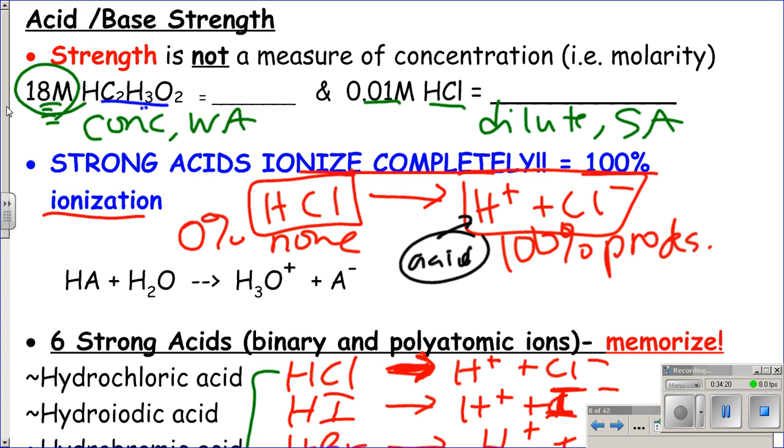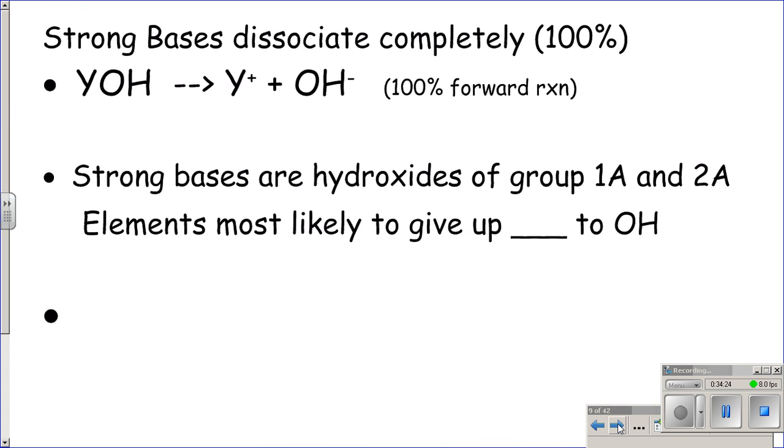All right, ready to go? Let's go to bases. We have to show the love to both sides. Okay, so bases have hydroxides. They 100% ionize just the same way. They will have 0% reactants left, and at the end, 100%, not 1,000%, 100% products.